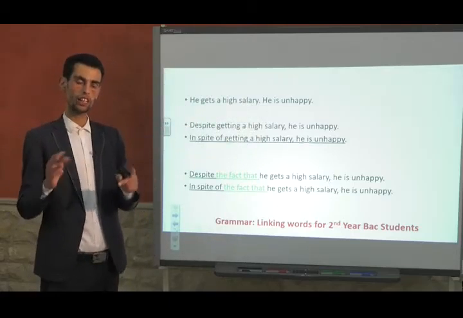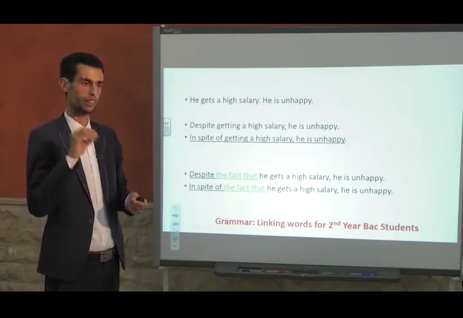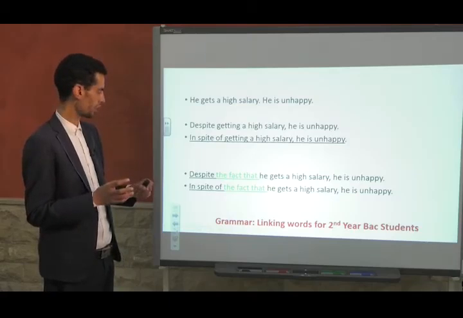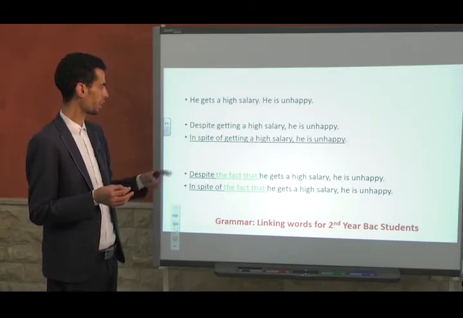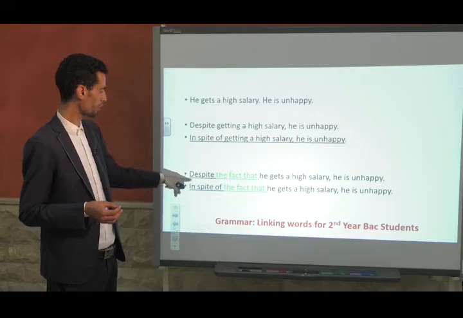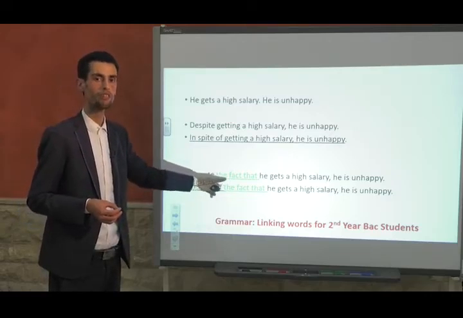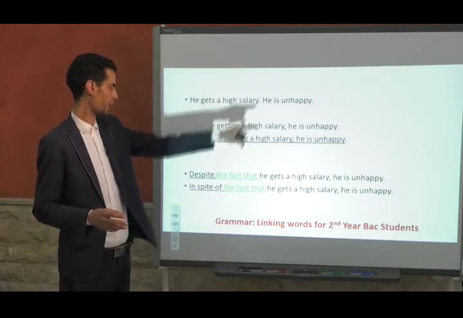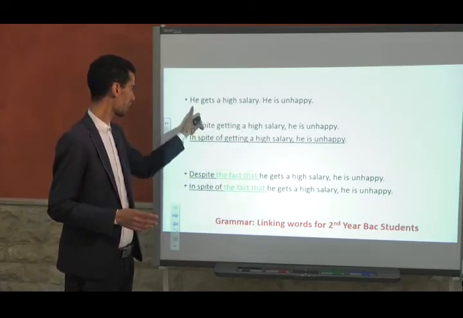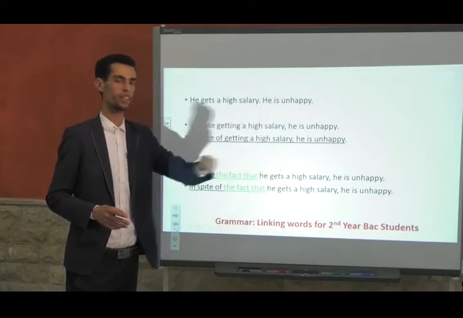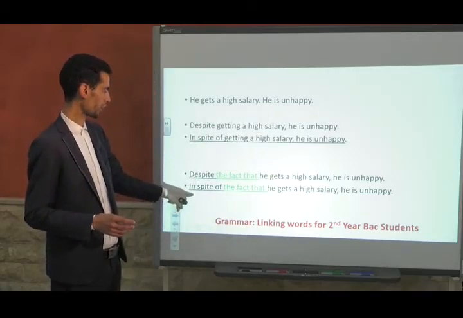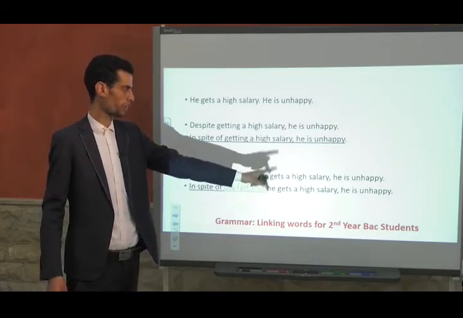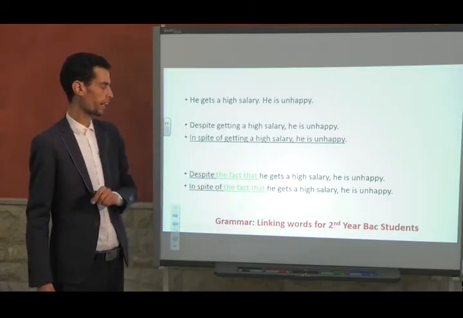If I don't know how to get the ing of the main verb of the sentence that is given to me, I'm going to say, for example, despite, and I'm going to add the fact that, and here I'm going to keep the same. He gets a high salary, he is unhappy. Despite the fact that he gets a high salary, comma, he is unhappy. The same thing for in spite of: in spite of the fact that he gets a high salary, comma, he is unhappy.